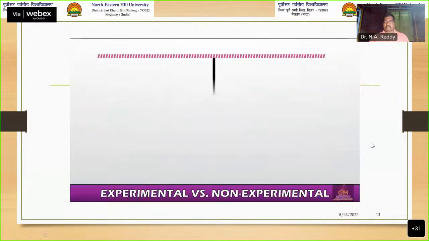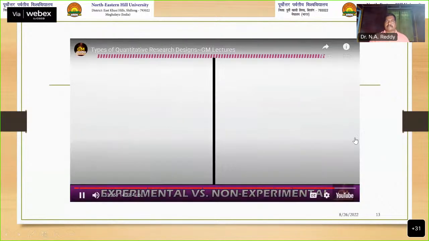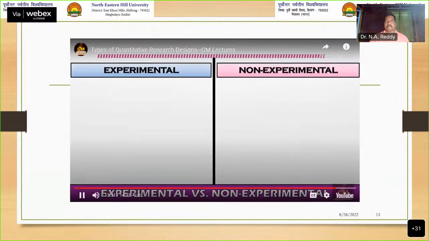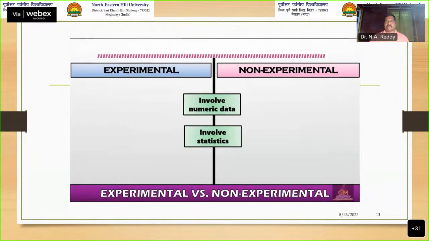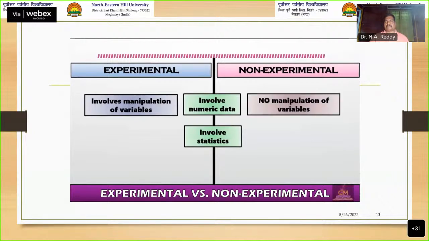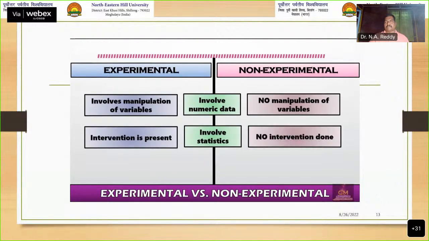And lastly, we now proceed with discussing the similarities and differences between the experimental research designs and non-experimental research designs. In terms of similarities, both involve numeric data and statistics. However, in experimental research design, there is the involvement of manipulation of variables, while in non-experimental research, there is no manipulation of variables done. Also, in experimental research, intervention is present, while in non-experimental research, there is no intervention given.